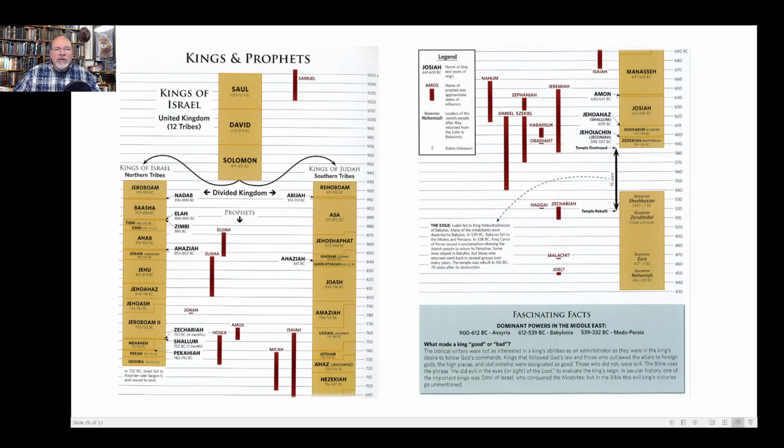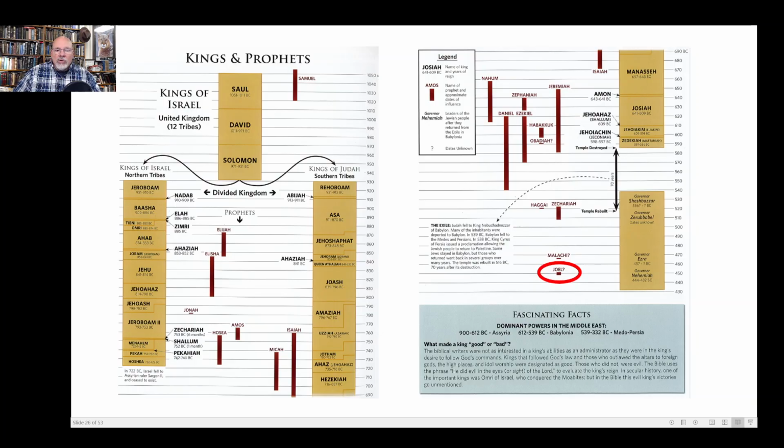And then notice that for the northern tribes, Hoshea is the last king on the bottom left-hand side. And so you don't have any more prophets speaking to them. Really all the other prophets, if you look on the right, you have Daniel, Ezekiel. They start prior to, but are speaking into the 70-year captivity.